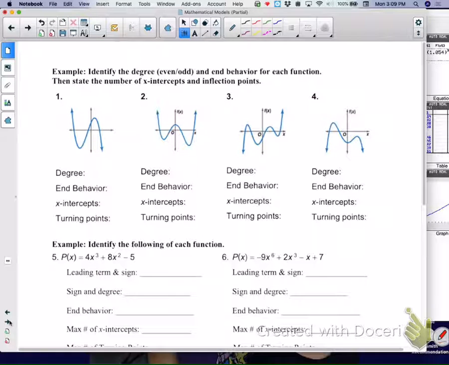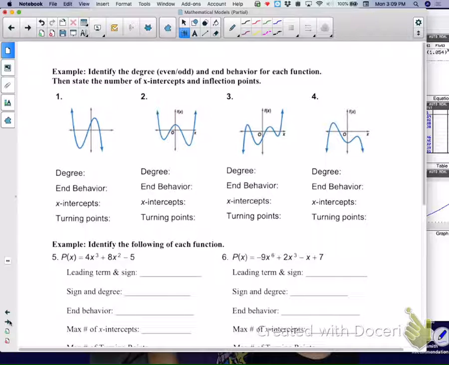Okay, so just practicing this here a little bit. For the first one here, we're going to say what the degree is, that's even or odd. We don't know the number, but we can take a guess. Then the end behavior, the x-intercepts, how many do you have, and then how many turning points would you have? Looking at the picture, because we do have a picture here.